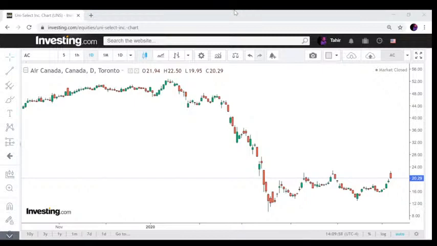This MACD is one of the trend indicators. Last time we discussed RSI, which was a momentum indicator, and now we are discussing the MACD, which is a trend indicator, and it's a lagging indicator too. Since it is based on past data, we say it is a lagging indicator. What it shows is the strength, the direction, and the momentum of a stock price. So these three things are depicted by the MACD.